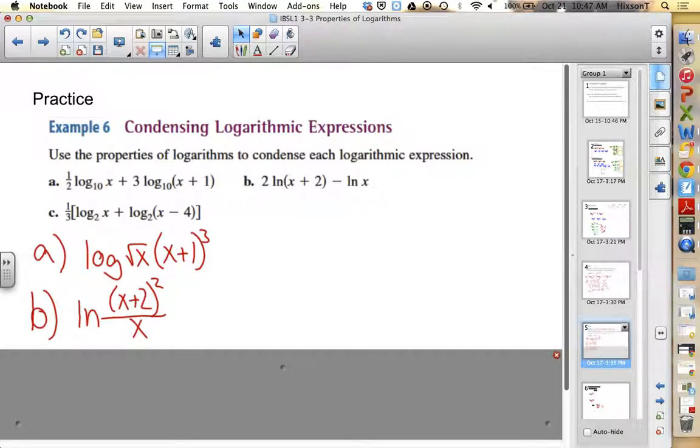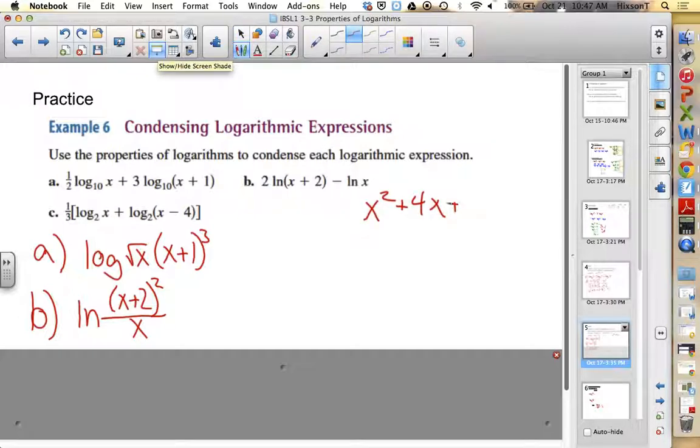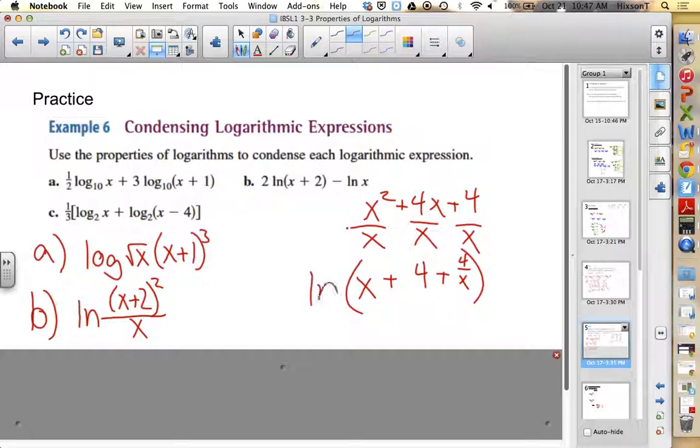And then what he was saying he did is he squared it, x squared plus 4x plus 4, and then each of those is over an x. So if you simplified it would be x plus 4 over x, all in the natural log. That is correct. That is sufficient right here. You don't have to go past this.